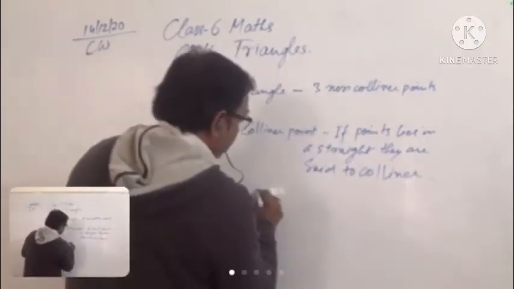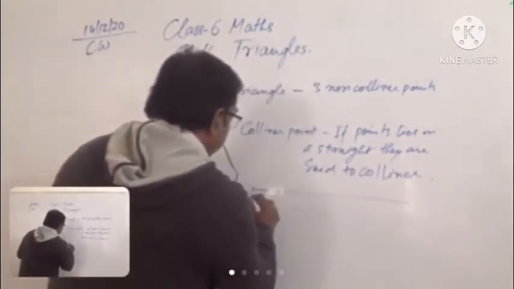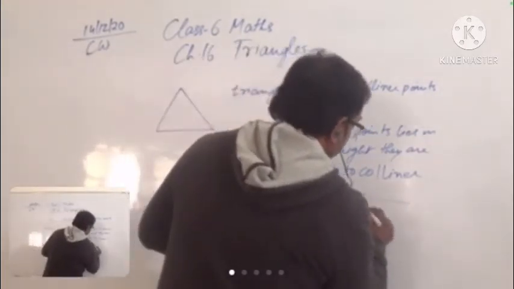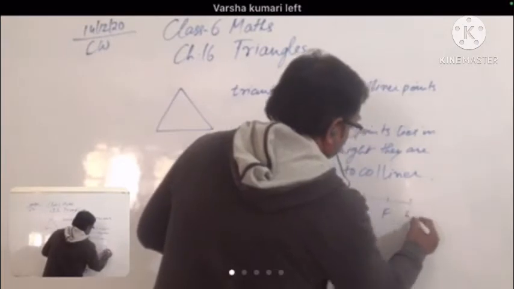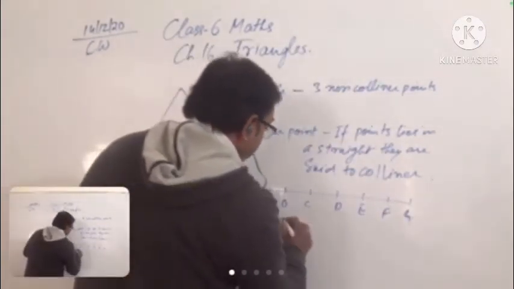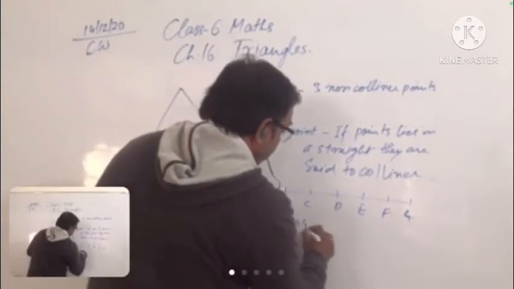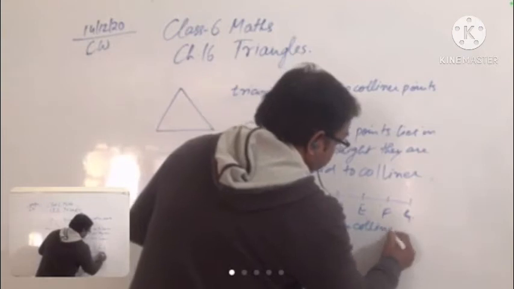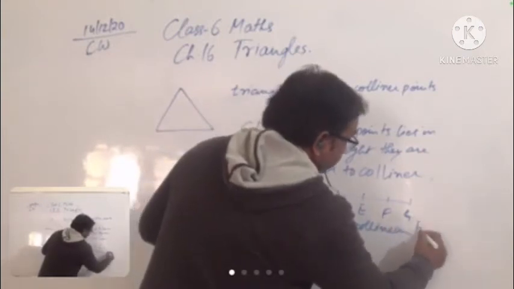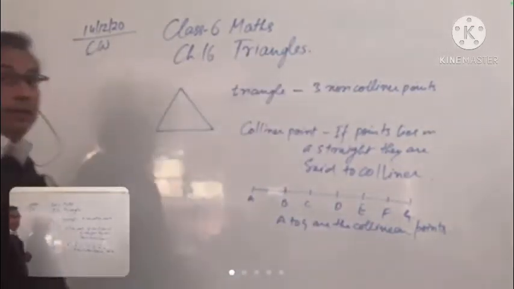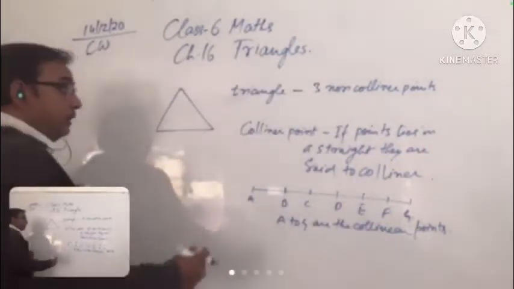Now let us see one example. There is a line and I draw some points on the line. These points are collinear points, means these points lie on a line. When two or more points lie in a straight line, they are said to be collinear points.